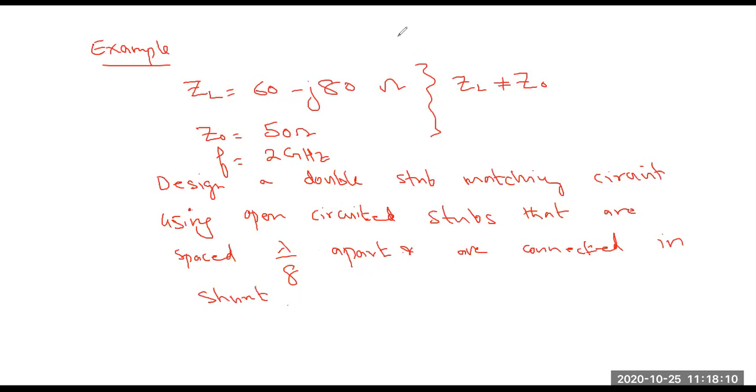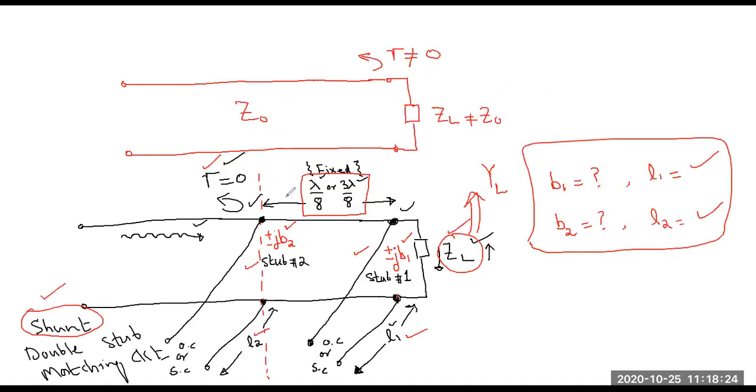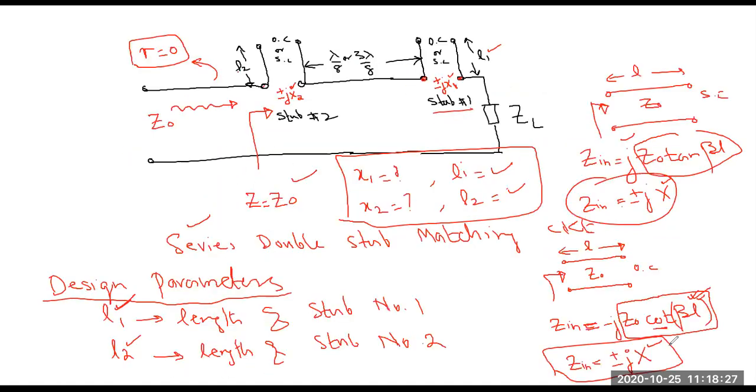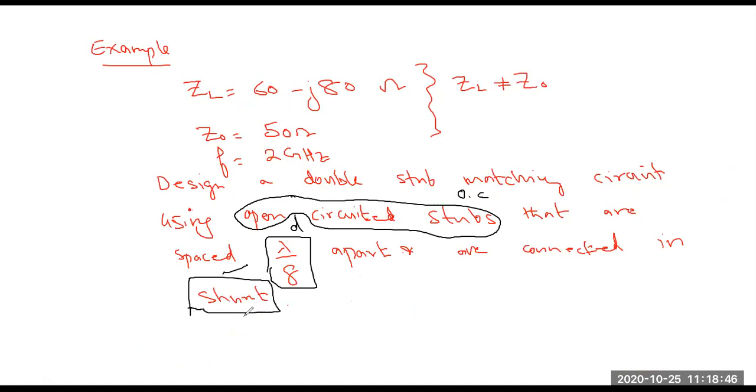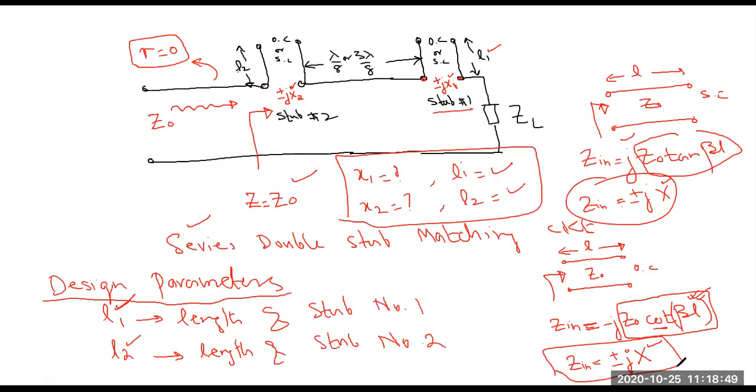Now these are important points that you need to take into account in your solution. One is that the distance is given to you. This is D. As I was talking about, the commonly used distance is either lambda by 8 or 3 lambda by 8. So in this problem, we are using lambda by 8. The other important point is we are asked to design a circuit using open circuited stubs. And finally, we are designing a shunt configuration. So it means our circuit will be like this.